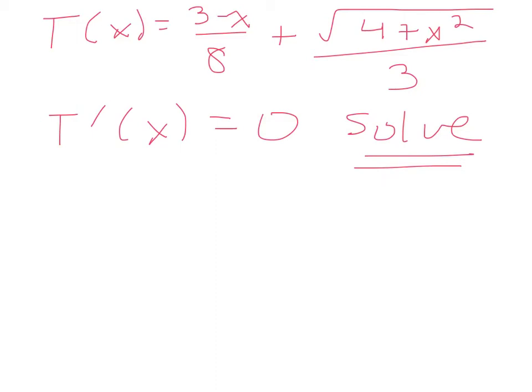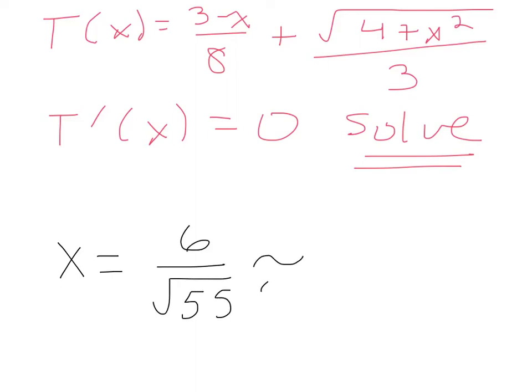Since the purpose of this video is simply just to show you the steps for the optimization, I'm going to skip the algebra part. This could take you several lines of algebra on your paper, and I'm going to jump straight to the solution here. So once you actually solve this equation, t prime of x equals 0, we're going to get x is 6 over the square root of 55, which is approximately 0.81.